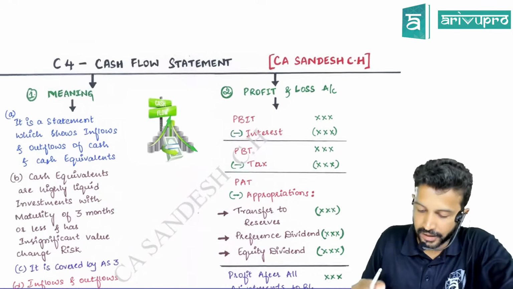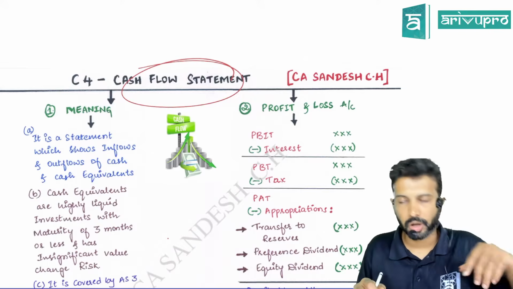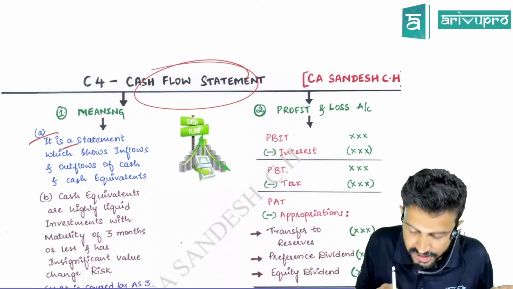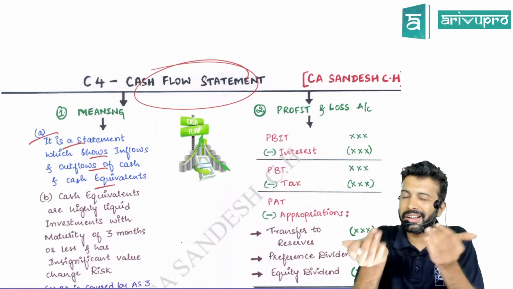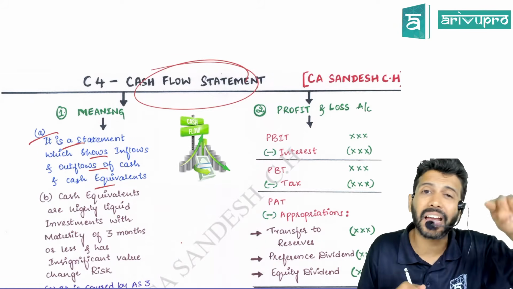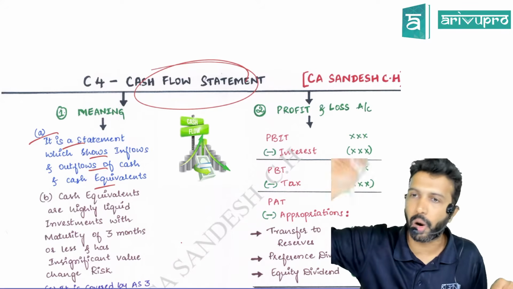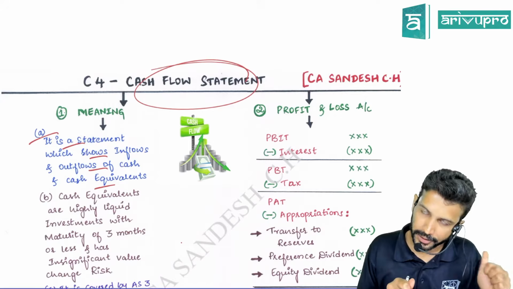People, let's quickly revise the cash flow statement with the help of our chart book. One, a cash flow statement is simply a statement which captures cash coming in and cash going out. It doesn't capture only cash; it captures cash and cash equivalents coming in and cash and cash equivalents going out. Cash for this purpose includes cash in hand as well as cash at bank.